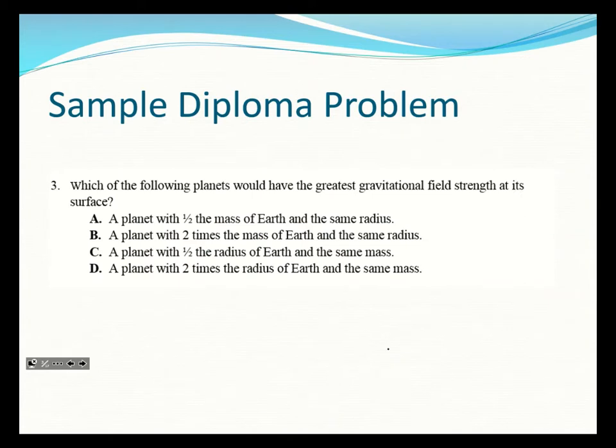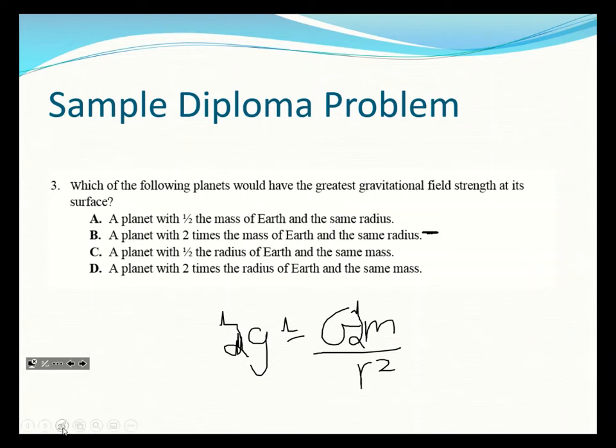Okay, and which of the following planets would have the greatest gravitational field strength? So we're looking at this formula. And what a lot of people will select is B as the answer, but B is not the correct answer, right? If we double the mass, then we're going to double the g, right?